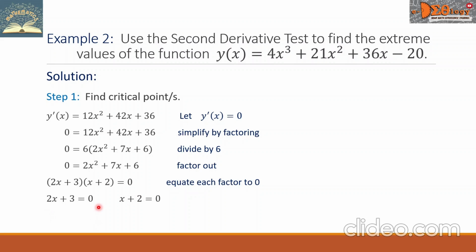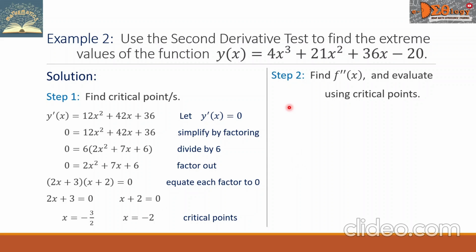We solve for x. For the first factor equation, this positive 3 we transpose to the right, it becomes negative, then we divide by 2. So x equals -3/2. Then x + 2 = 0. The positive 2 we transpose to the right. So x equals -2. These are the two values of critical points.